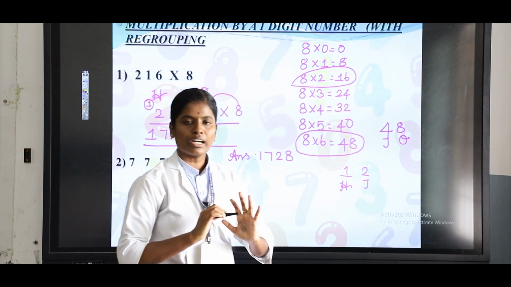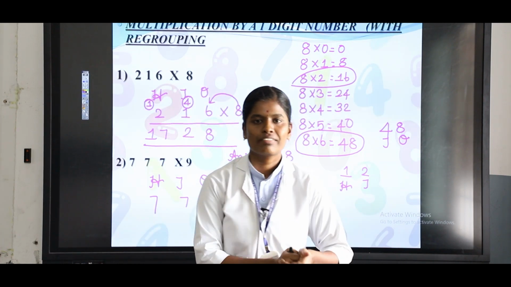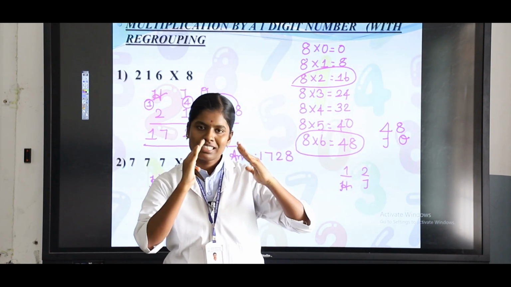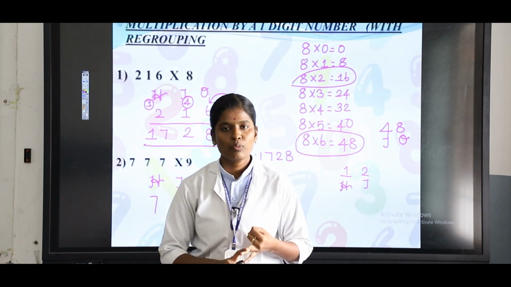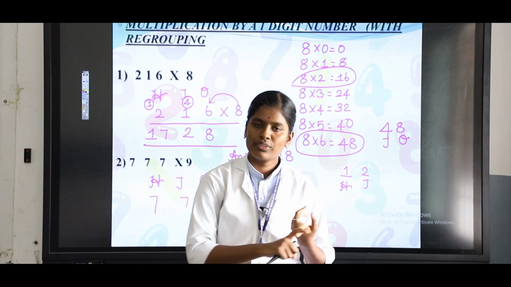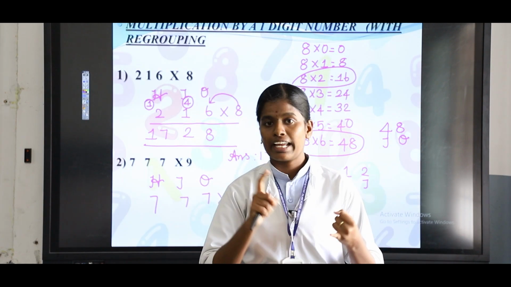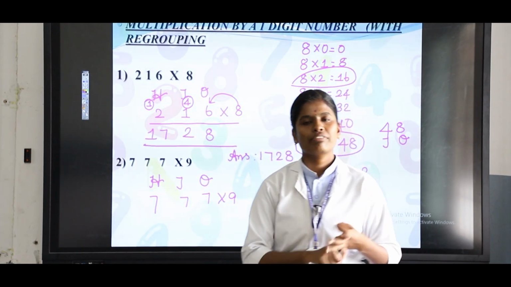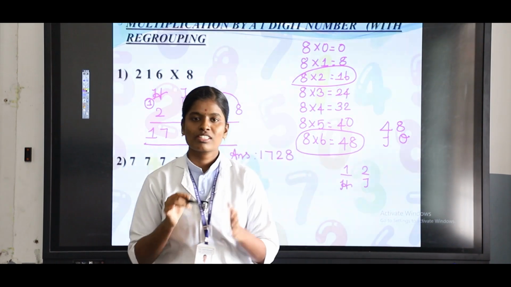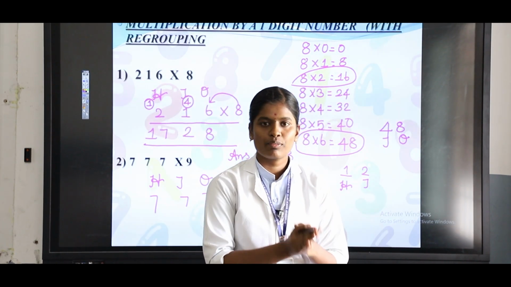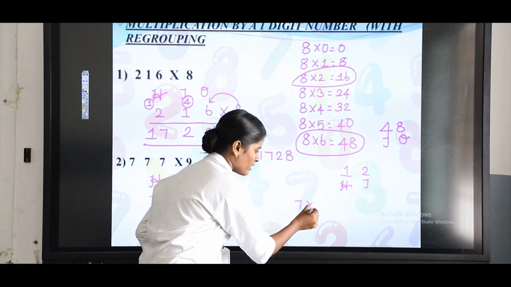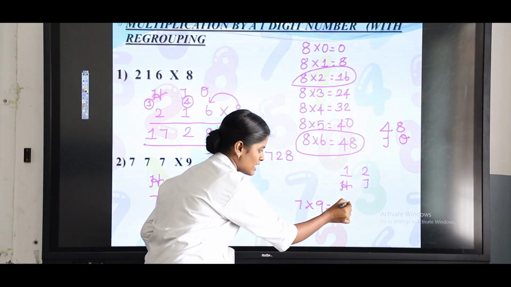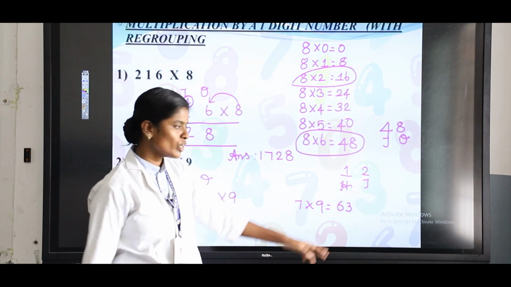So here we have the 9 table. So 9 sevens are, what is the answer? So you should start from 9 zeros onwards. 9 zeros are 0, 9 ones are, 9 twos are, 9 threes are, 9 fours are, 9 fives are, 9 sixes are, and finally 9 sevens are. So 7 nines are, what is the answer? 7 nines are 63. So here we got a 2-digit number.